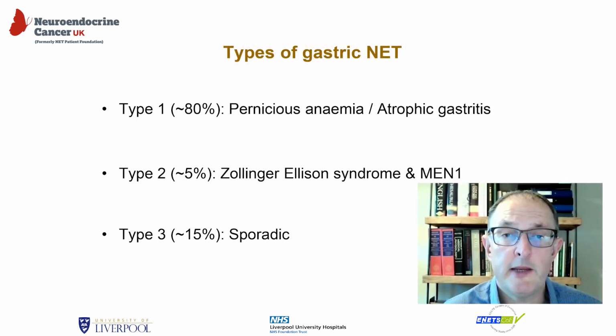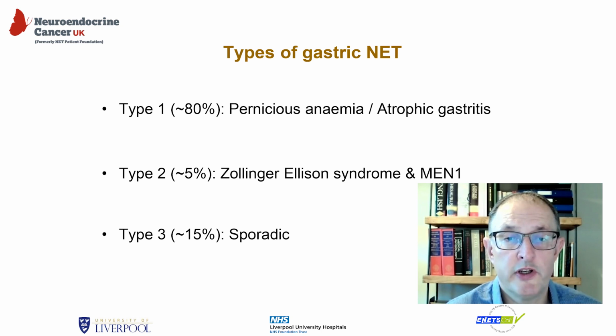So there are 3 types of gastric NET: 1, 2, and 3. Type 1 is the commonest. It accounts for about 80% of cases. And in this type, the tumours arise in patients who've got pernicious anemia or atrophic gastritis. That's a stomach that doesn't produce adequate amounts of acid.